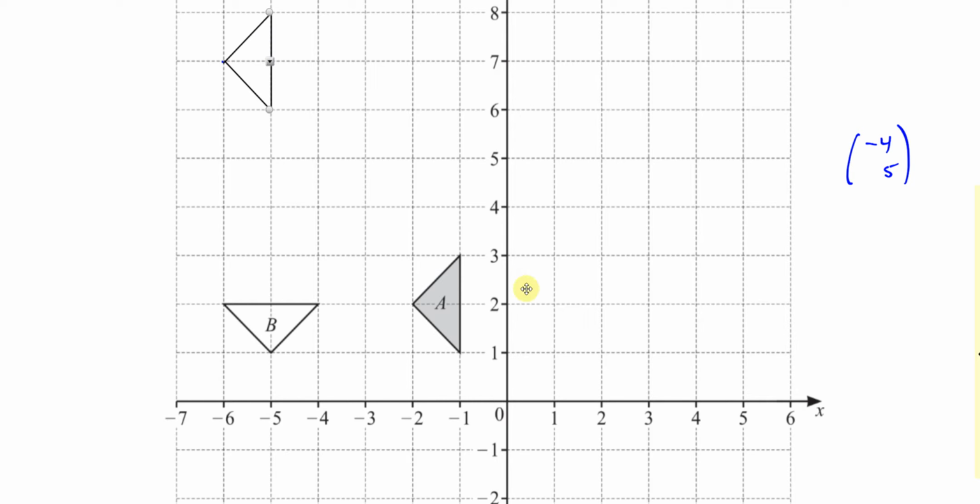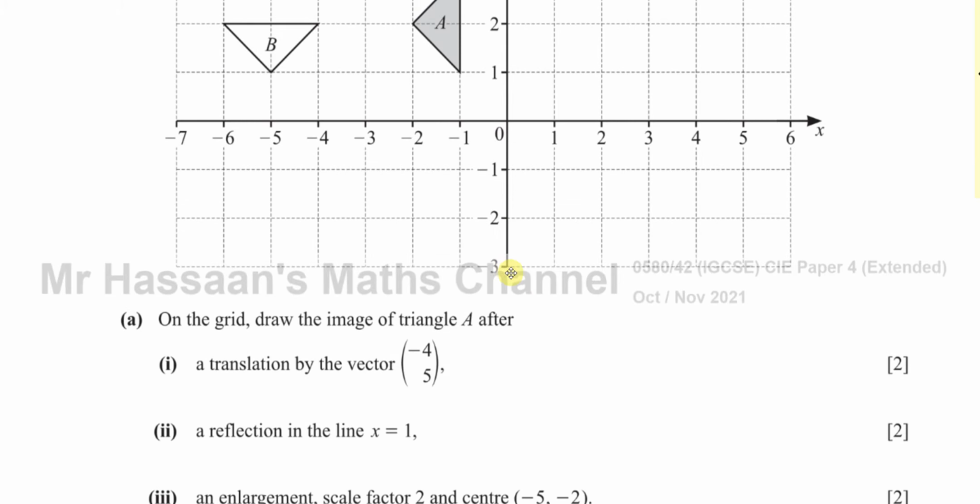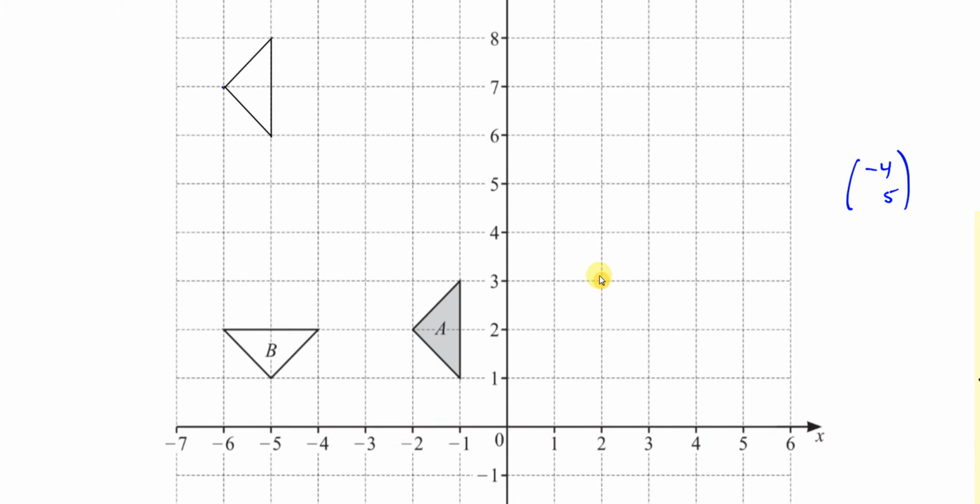Okay, and there we have the triangle, and that's part 1. So I'll label that part 1 so that it's very clear. That is the answer to part 1. So that's part 1 done. -4, so it goes to -6, and +5, so from 2 to 7. And then every point has been moved by that same amount.